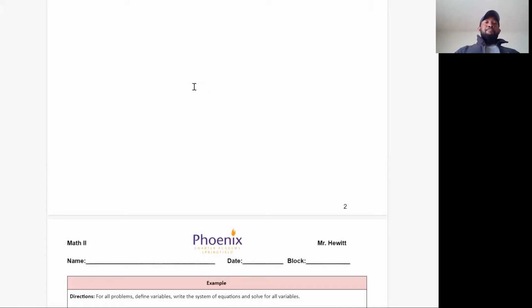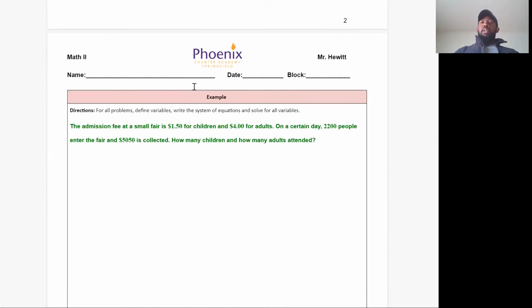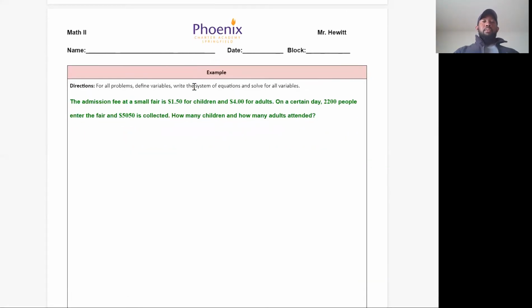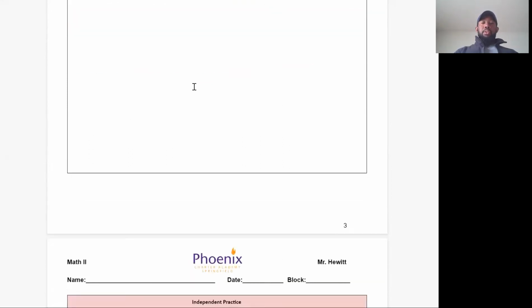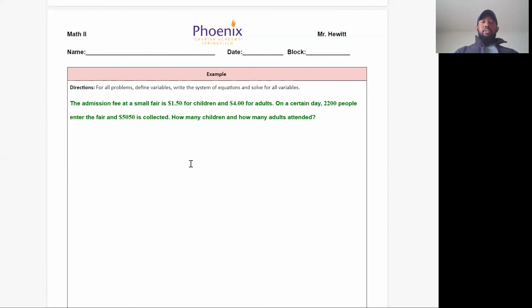All right, so let's look at an example of what that looks like. So here we have on page 3, turn to page 3 with me. Let's read the directions, always important to do. So it says for all problems, define variables, write the system of equations, and solve for all variables, okay?